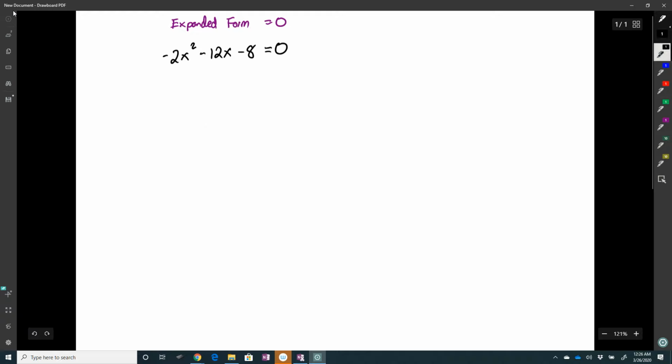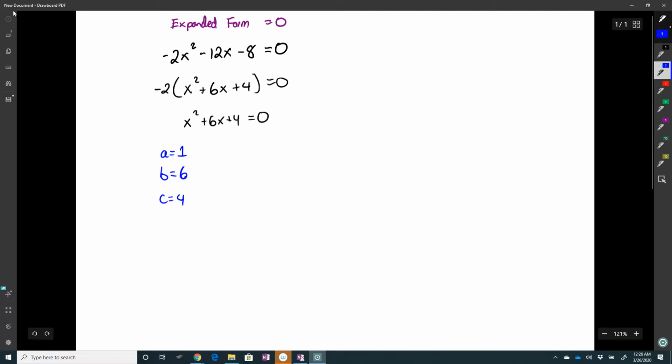Notice that we're setting this equal to 0, so I can actually factor a negative 2 out. This gives me x squared plus 6x plus 4. And then if you divide by negative 2, that goes away. And so notice here I have smaller a, b, and c. So I can use the quadratic formula.